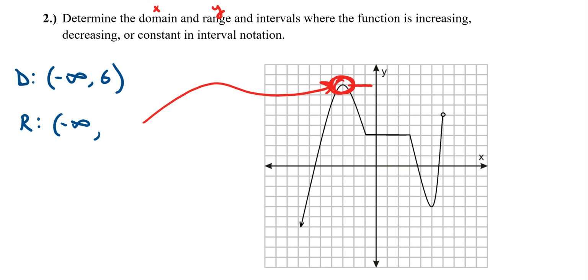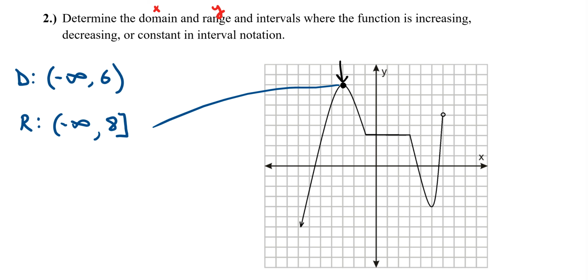This is a y value of 1, 2, 3, 4, 5, 6, 7, 8. This is a y value of 8. So that is the highest y value that the function gets to. So something else to keep in mind here, this is the curve itself. The curve itself counts as a filled in circle. So a filled in circle would get a bracket because we include 8. It actually gets to a y value of 8.